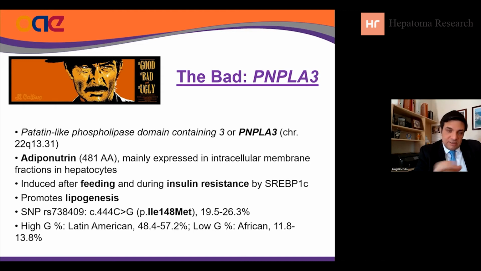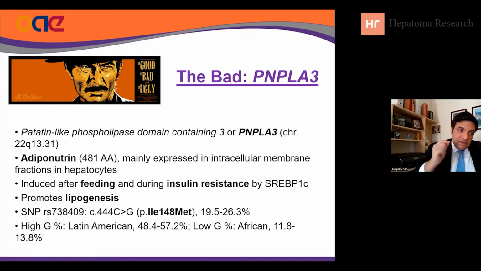You can see that the estimate on the overall population is around 20–26%, but it may vary in different ethnicities. And in the highest points, in Latin American ethnicities, it may even affect more than half of the population.